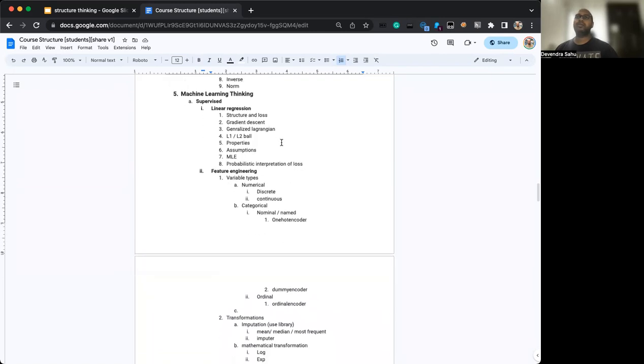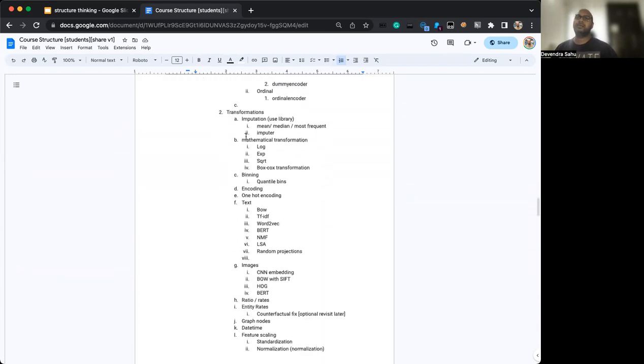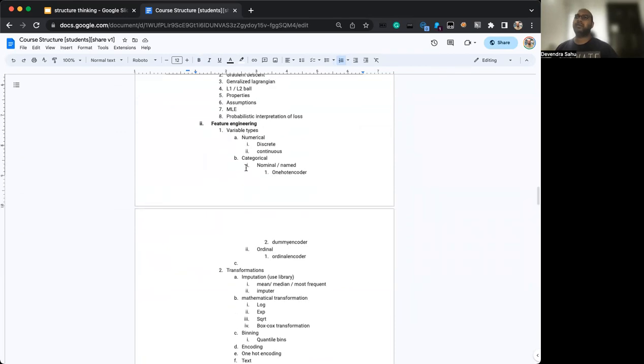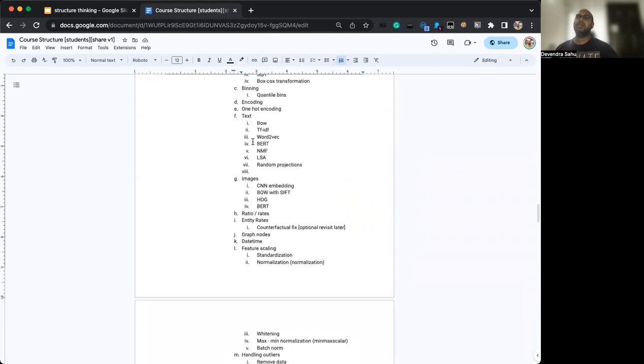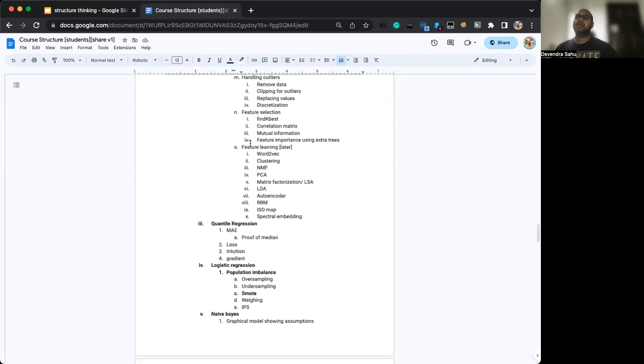Now, once we have covered most of the fundamentals, we look at machine learning and the way most people do machine learning, right? Like the applied scientist way of thinking. So we look at linear regression, anything relevant to it. We look at feature engineering, different ways to do it. I don't want to read the whole thing, but at a high level, we are looking at variable types, different types of transformations you can do, imputation, how to impute text, images, ratios or rates, entity rates, how to represent graph nodes, date time, feature scaling, handling outliers, feature selection, feature learning. Feature learning is basically a machine learning model way of encoding features. Anything you can see here will be covered here or later. So there are a lot of algorithms to learn features.